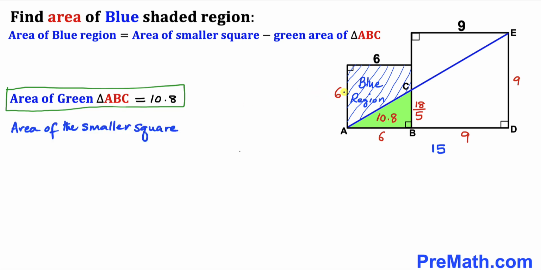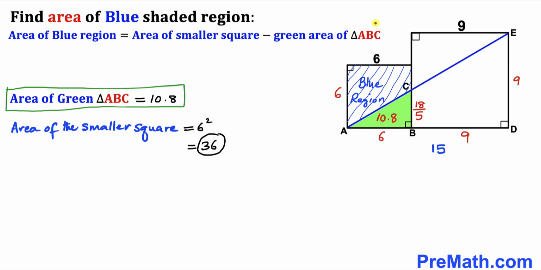Now let's calculate the area of this smaller square. Let's recall the area of a square formula: area equals s squared, where s represents the side length of this smaller square. In our case the side length is 6, so the area of this smaller square is going to be 6 squared, which gives us 36 square units.